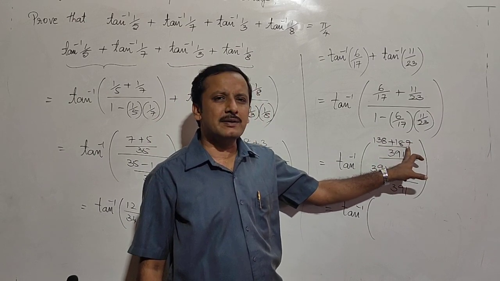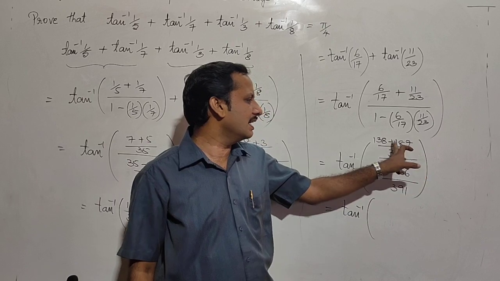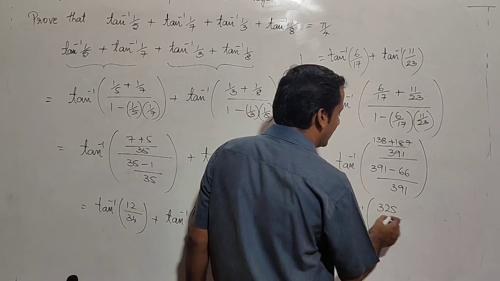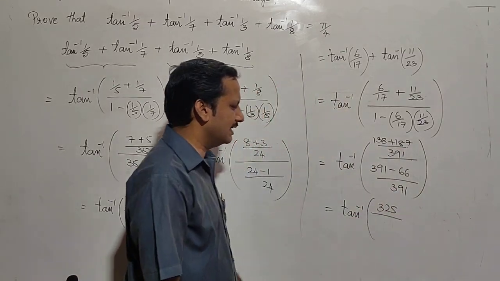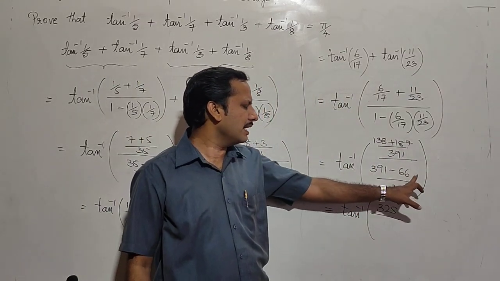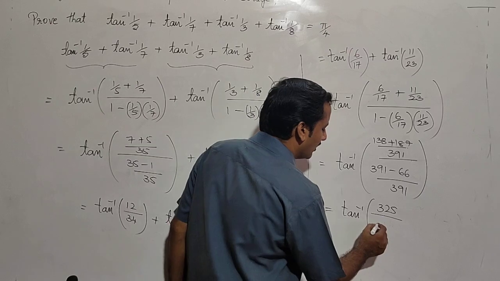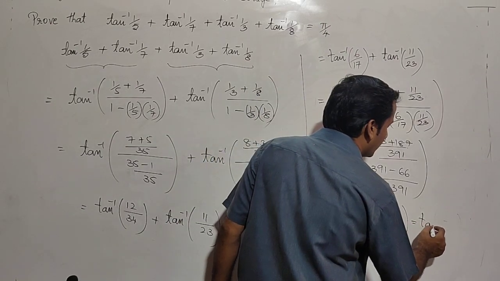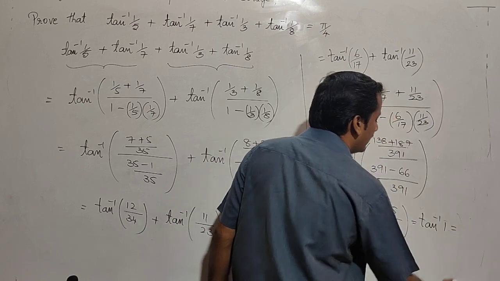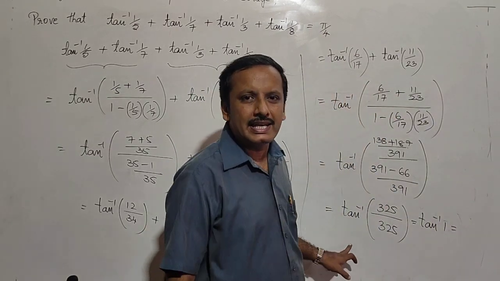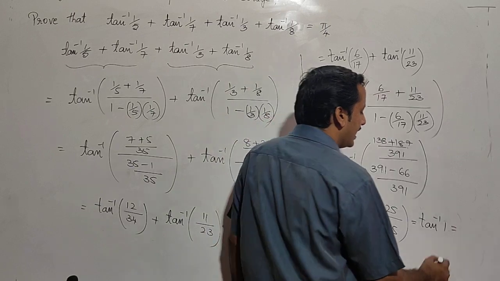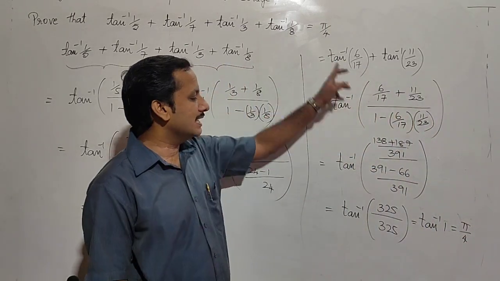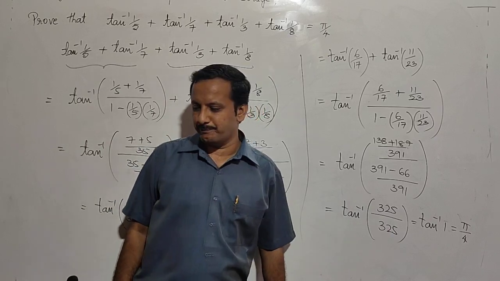Add 130 plus 180, 310, another 15, 325, divided by 391 we have cancelled. 391 minus 66, that will also give us 325. So this is equal to tan inverse of 1, 325 gets cancelled, tan inverse 1 we have, tan inverse 1 is equal to pi by 4, that's exactly what we want to prove.